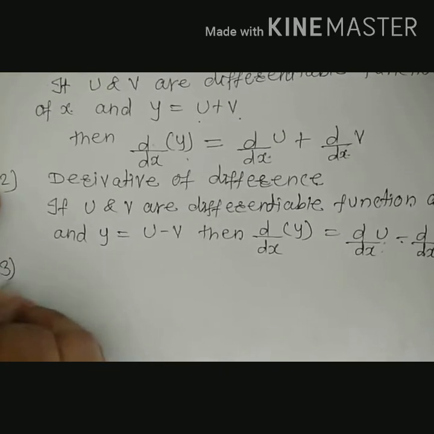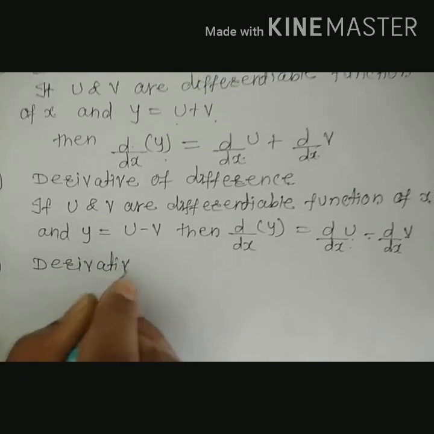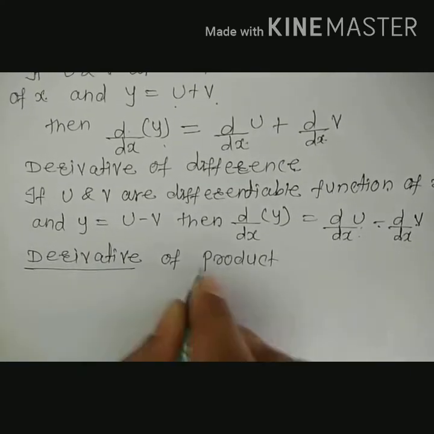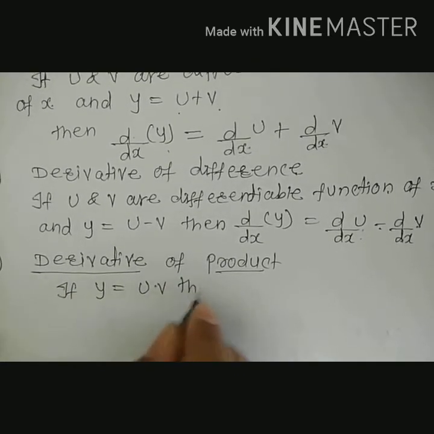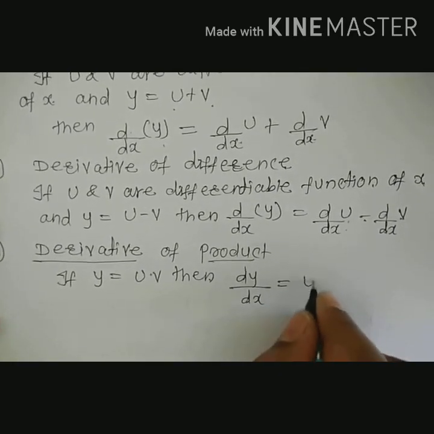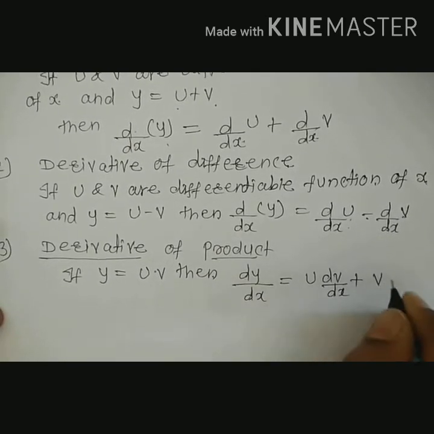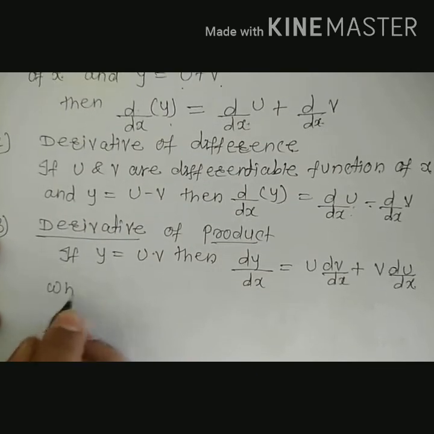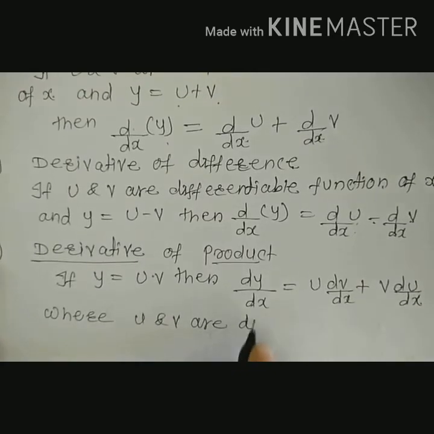Third formula, derivative of product. If y equal to u into v, then dy by dx equals u as it is into the derivative of v, plus v as it is into the derivative of u, where u and v are differentiable functions.